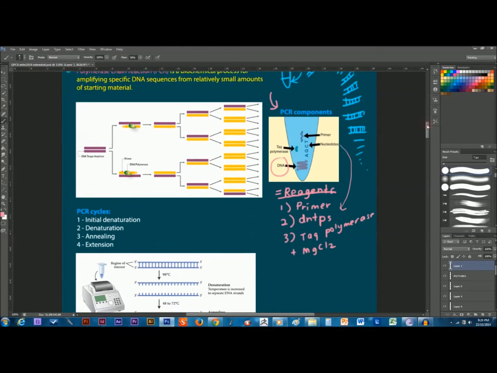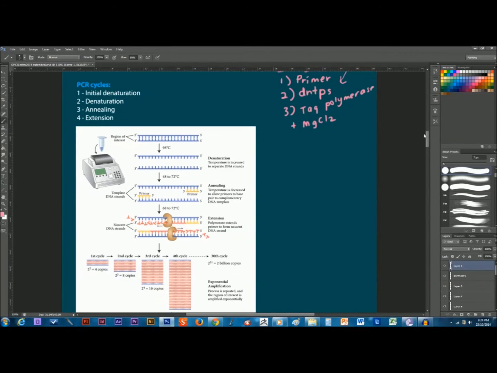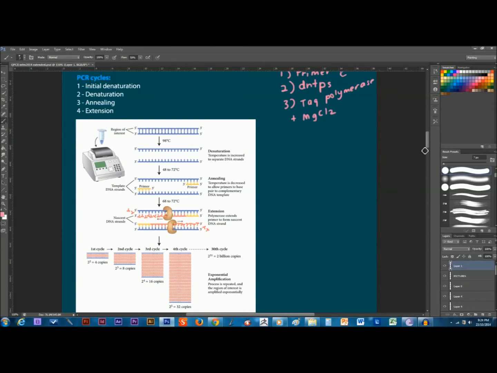In PCR cycles, we have 4 steps. Number 1, initial denaturation. Secondly, denaturation. Thirdly, annealing. And lastly, the extension step. Usually, denaturation, annealing, and extension, these 3 steps will be repeated for 30 to 40 cycles to make a very large amount of target DNA. So what happens during these steps?